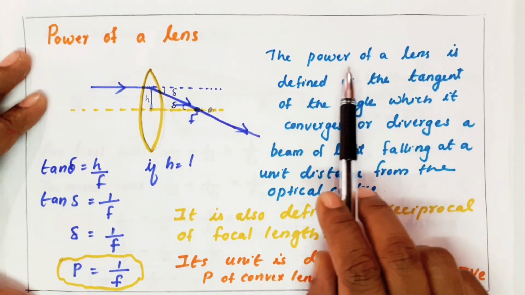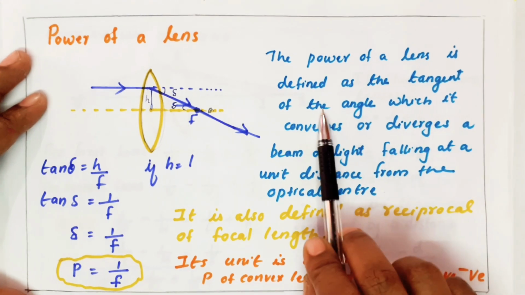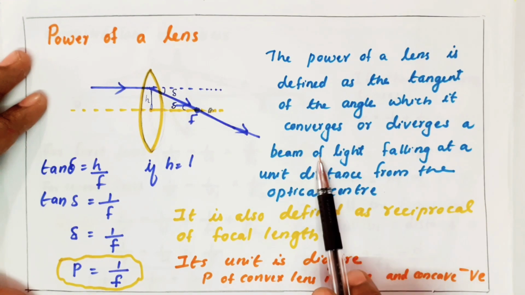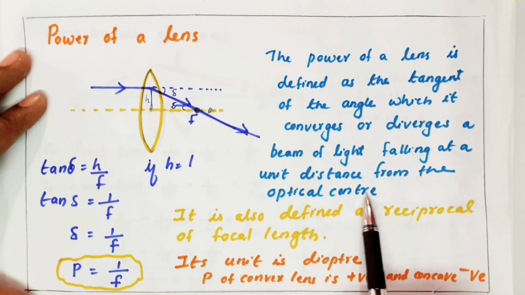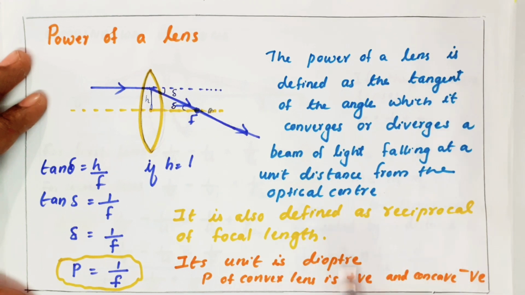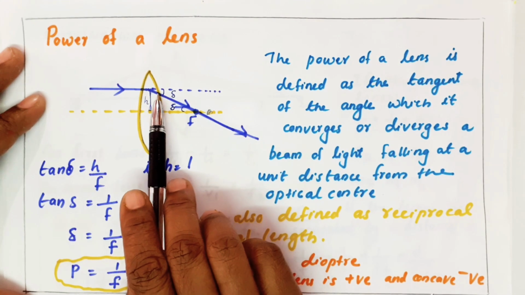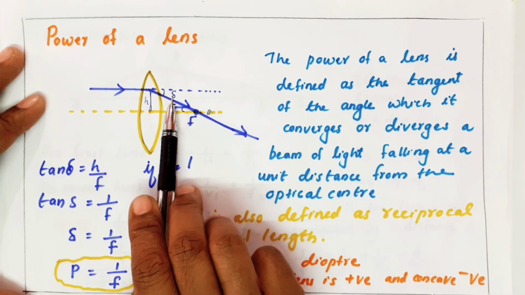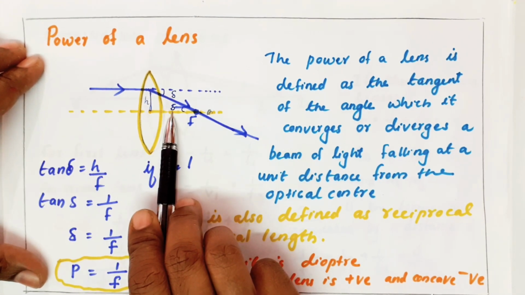So we can define the power of a lens as the tangent of the angle by which it converges or diverges a beam of light falling at a unit distance from the optical center. It means, see here, we are taking this angle, I marked a symbol called delta. If this is delta, by alternate interior angle, this also will be delta.